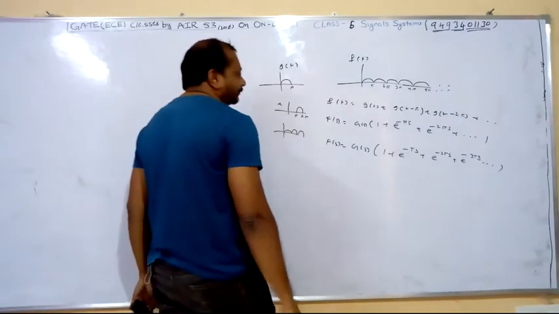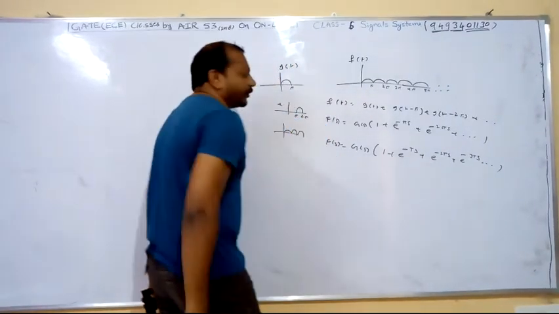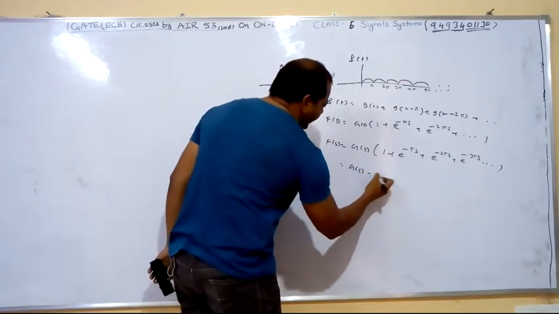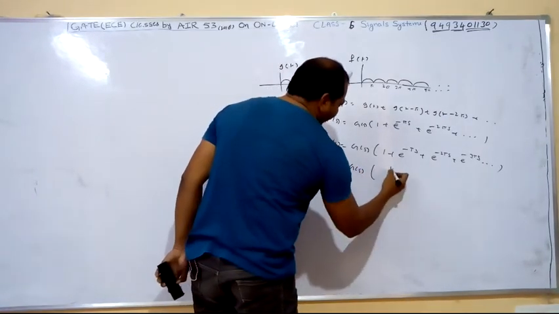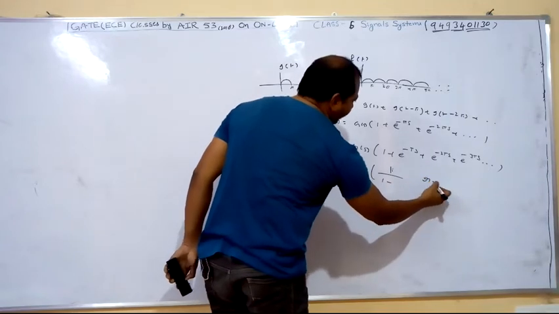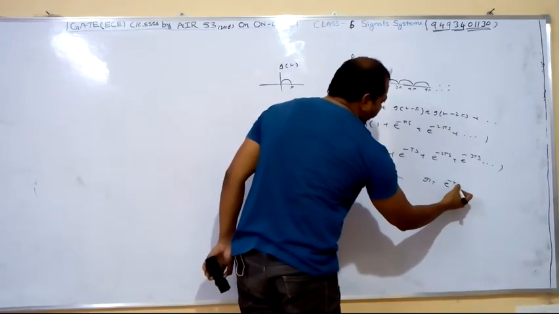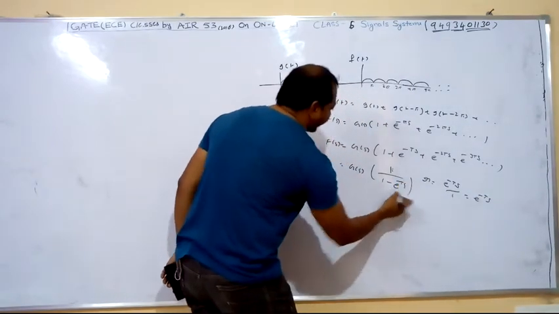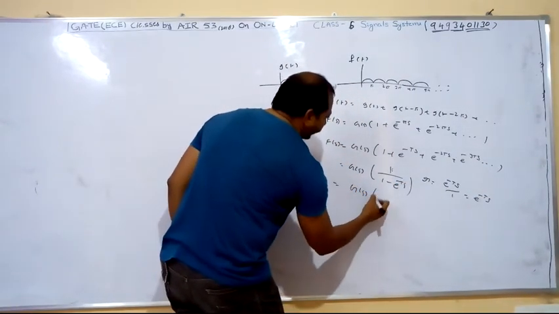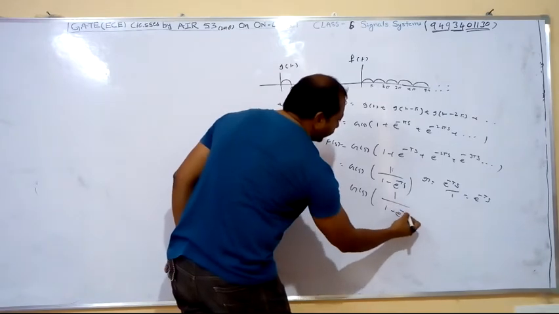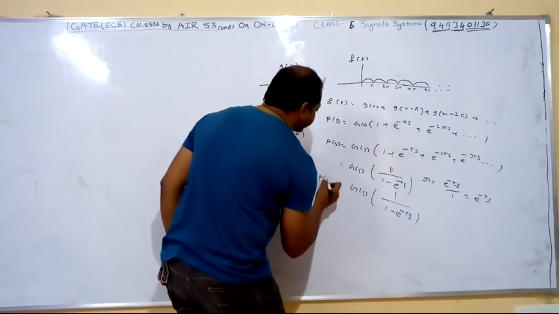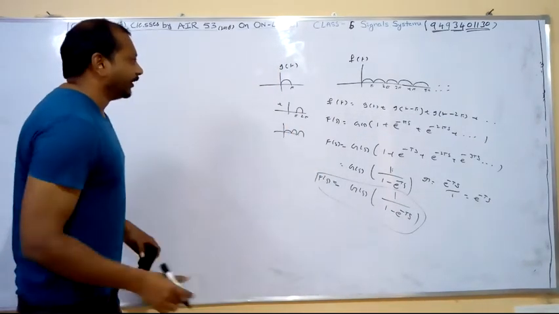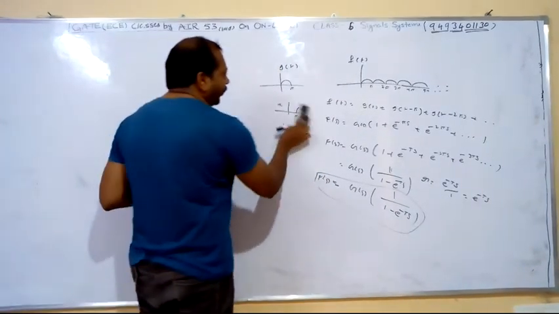So this is a geometric series. The summation of the series is G of s into a divided by 1 minus r. What is r? r is the second term divided by the first term, which is e to the power minus Ts divided by 1, so r is e to the power minus Ts. We can represent this as a formula, but I told you never try to remember any formulas.